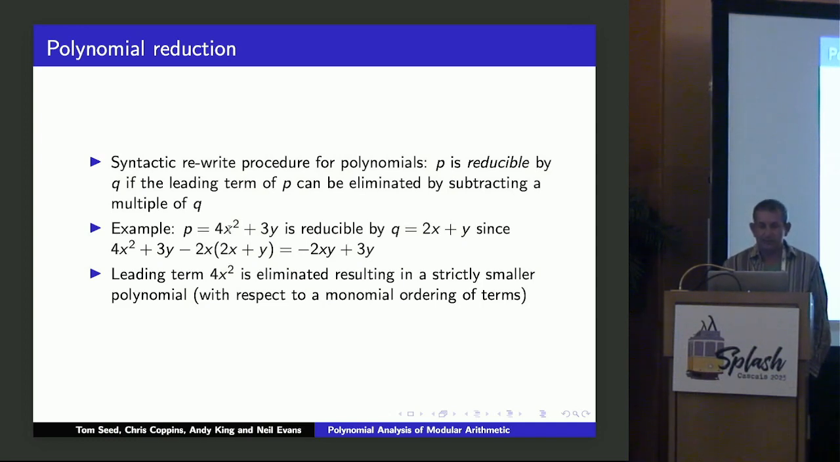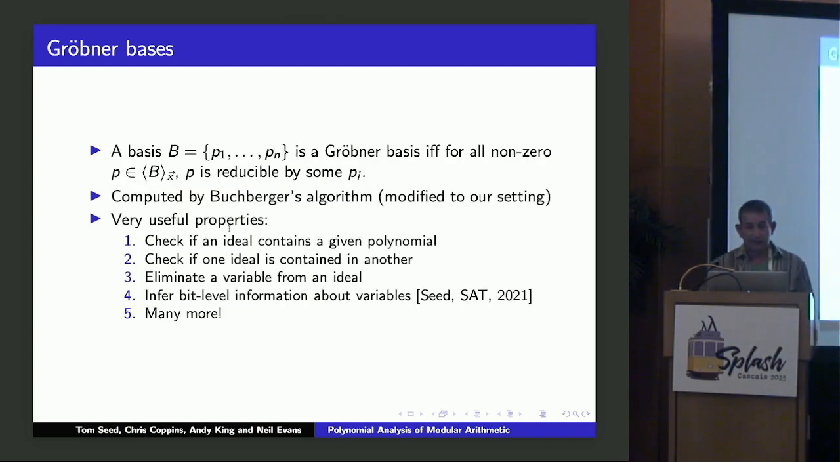And that's because what we're doing here is deriving a polynomial that is strictly smaller. We need this to actually get a terminating algorithm. Okay, so that's the idea of a reduction, and we can use that to stipulate what we mean by a Gröbner basis. There are lots of alternative definitions, but we're going to run with this.